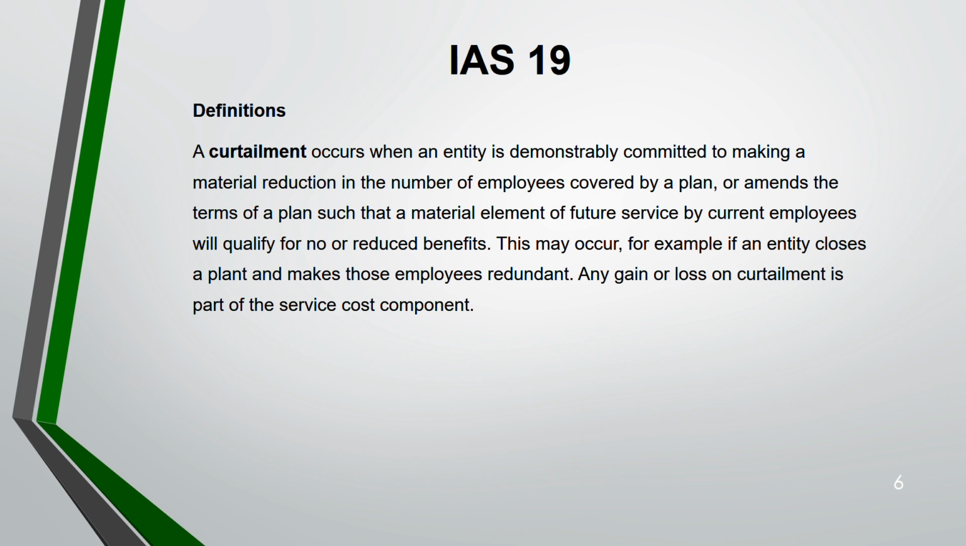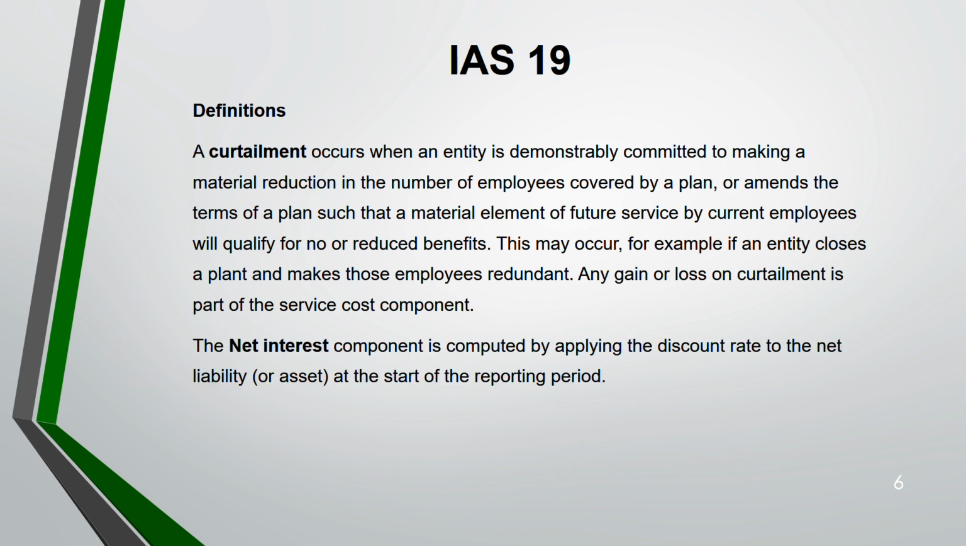You can say one synonym for curtailment is reduction of employees that are going to get benefit out of this plan. Either you are reducing it or you are amending the terms of the plan in such a way that now benefit will not go to so many employees. So this may occur if an entity closes a plant and makes employees redundant. So you can link curtailment with making employees redundant. And any gain or loss on curtailment is part of the service cost component.